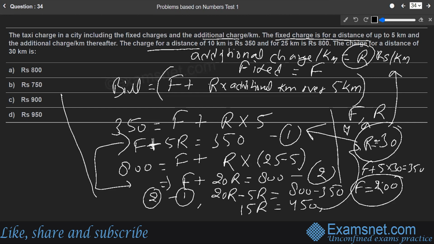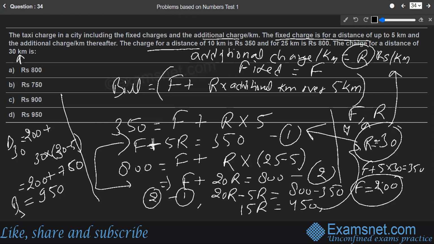Now we can generate any bill depending on the kilometers given to us. The bill is to be generated for a distance traveled of 30 kilometers. So the bill for 30 kilometers can be generated as fixed charge, that is 200, plus additional charge: the additional rate 30 multiplied by the additional distance, 30 minus 5. That is 200 plus 30 into 25, which is 750, which is nothing but 950. So that is the bill to be produced for 30 kilometers of distance traveled, 950 rupees. It is available in option number D, which becomes the right answer.